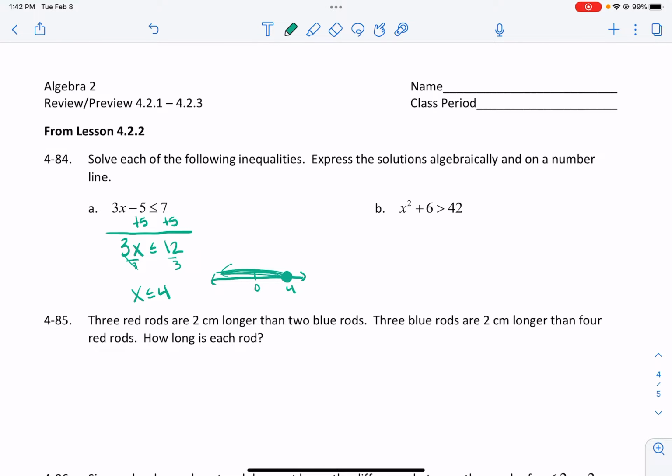All right. For this one, I see that we have an x squared, telling me this is going to look like a quadratic, so I'm going to subtract 42 first. So now I've got x squared minus 36 is greater than 0. To factor this is x plus 6 and x minus 6. So x is equal to negative 6 and x is equal to 6.